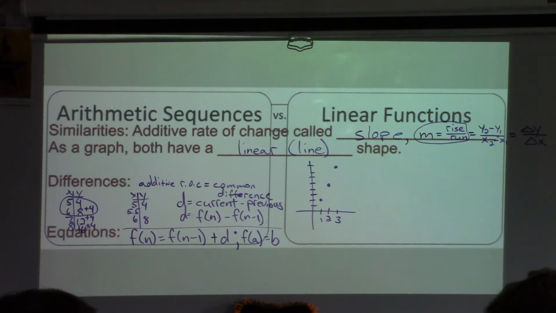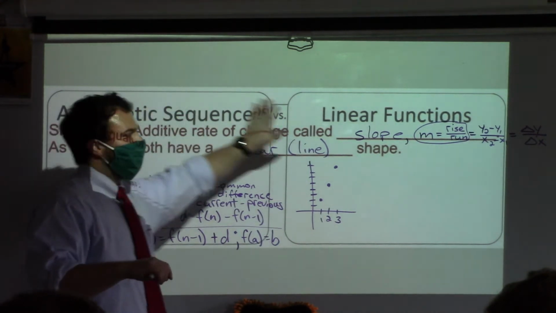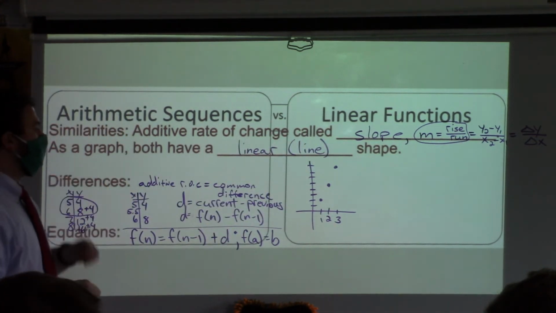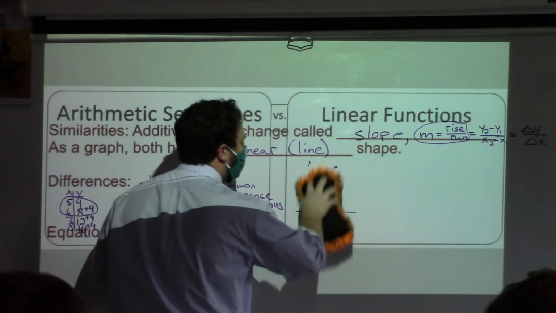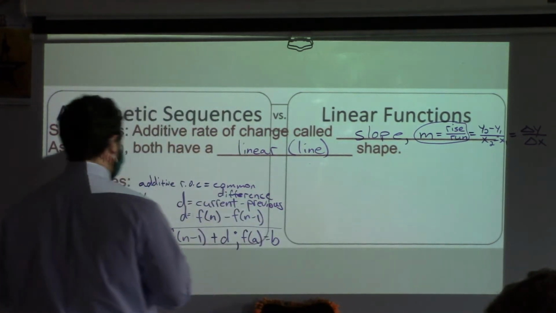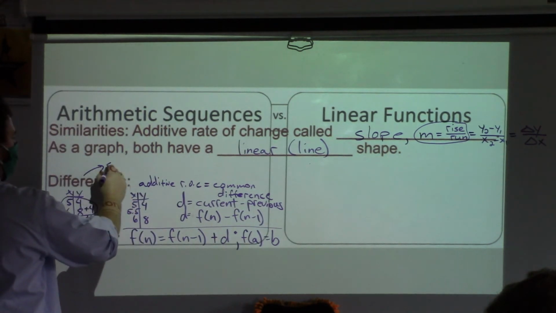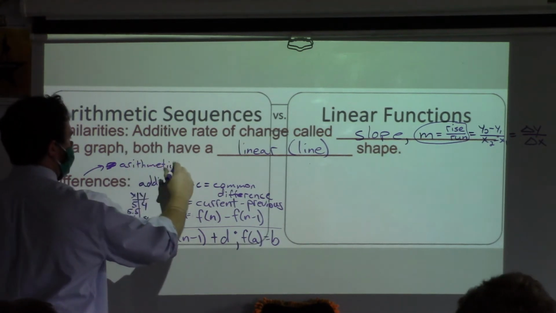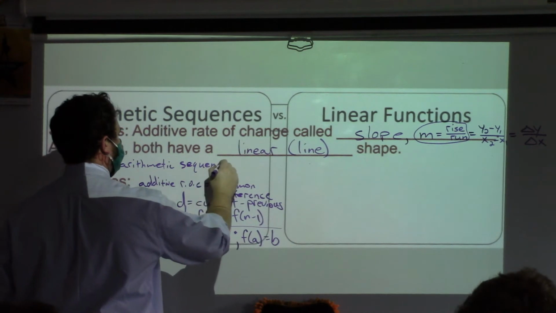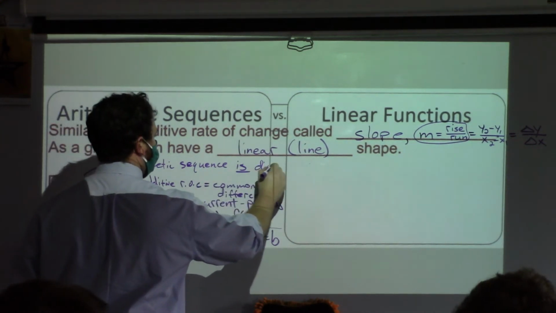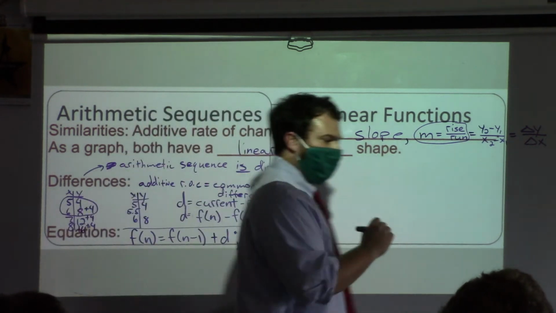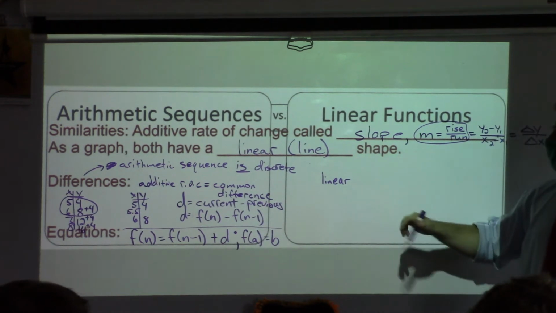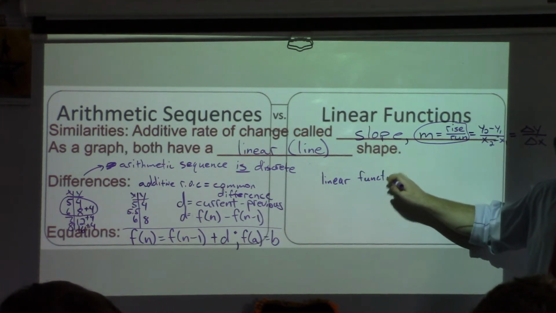A linear function, which I will say, an arithmetic sequence is a type of linear function, okay? However, an arithmetic sequence is discrete. That's why we can use a recursive equation. So differences. Arithmetic sequence is discrete. Whereas a linear function, it's not necessarily that it is continuous. A linear function can be continuous.